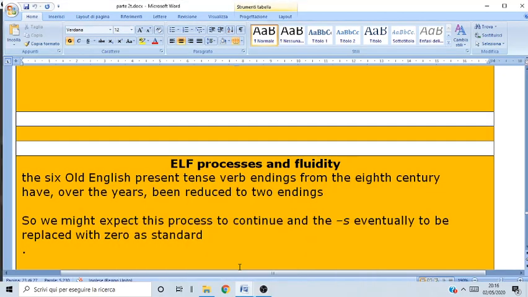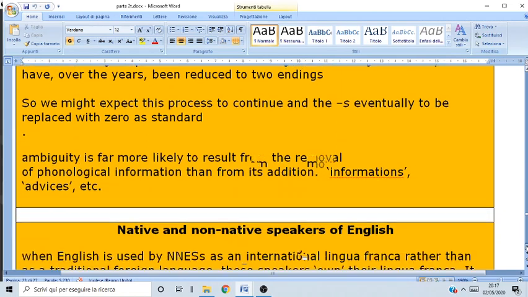Okay, so let's go back to what we were doing on Monday, and we're talking about the ELF process, English as a lingua franca. We looked at how English as a lingua franca is definitely a process of simplification of English. For instance, it does not use the S of the present tense, or in some cases it marks the S as a plural form where it is not supposed to be in English from the inner circle.